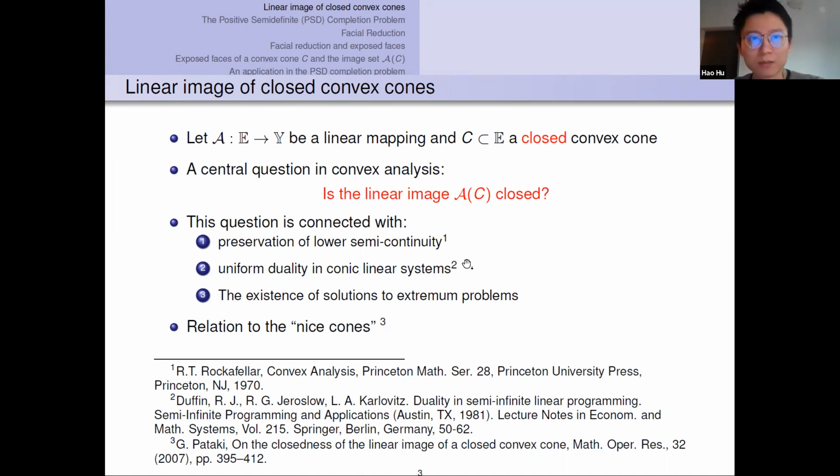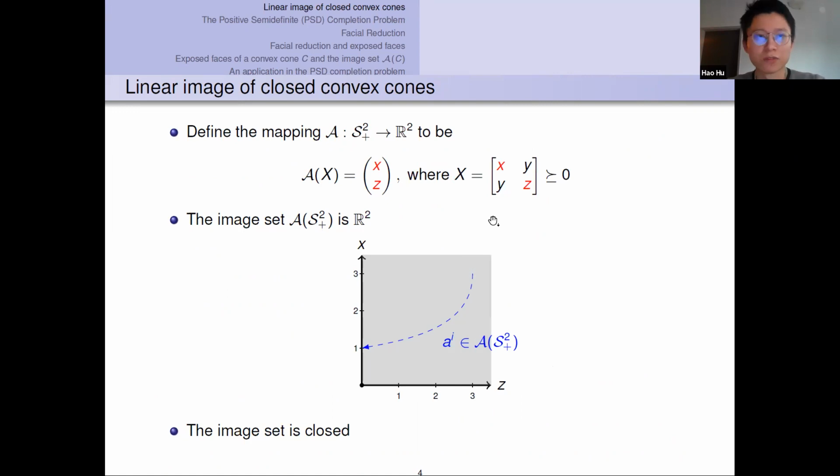So let me give two concrete examples of linear images of closed convex cones. Let's define a linear mapping from the set of 2 by 2 positive semi-definite matrices to R2 by mapping the diagonal elements X and Z of a PSD matrix to the vector (X, Z) arranged in this way. It should be clear that the image set is precisely R2 plus. Sorry, there's a plus missing here.